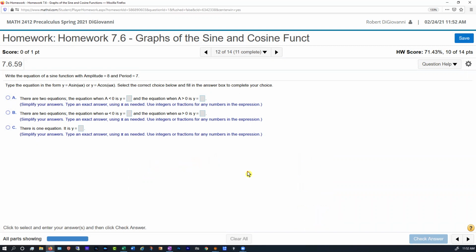So for this one, we want a sine function with amplitude 8. It's a sine function, so 8 sine, and then we need some number in front of x. We need the period to be 7, so we need 7 to be equal to 2 pi over omega. Multiply both sides by omega, divide both sides by 7. So we need the number in front to be 2 pi over 7.